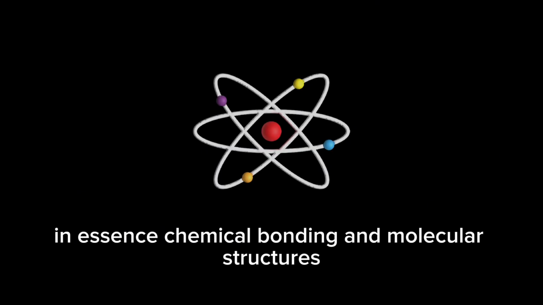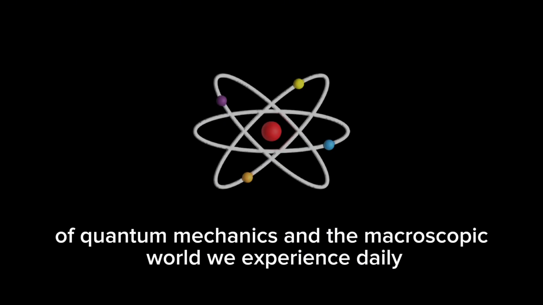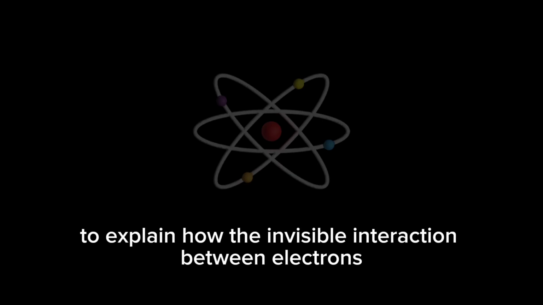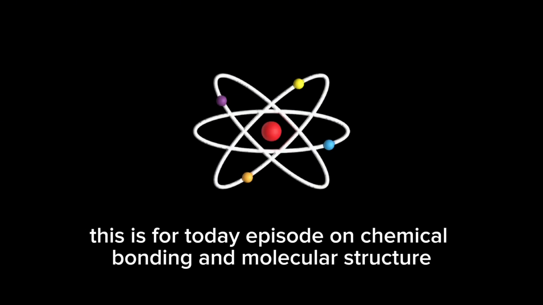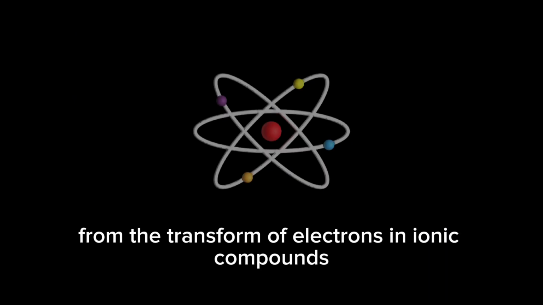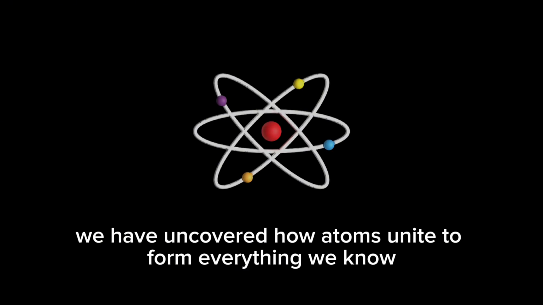In a sense, chemical bonding and molecular structure are the bridge between the microscopic world of quantum mechanics and the macroscopic world we experience daily. They explain how the invisible interactions between electrons give rise to the tangible matter that shapes our universe. That's it for today's episode on chemical bonding and molecular structure. From the transfer of electrons in ionic compounds to the shared electron clouds of covalent molecules, we have uncovered how atoms unite to form everything we know.